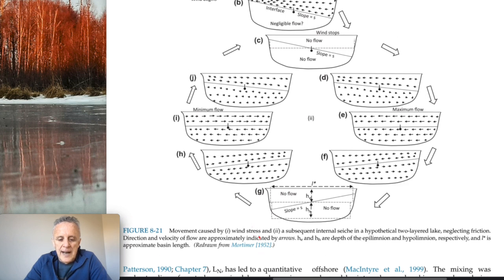Movement caused by I, wind stress, and II, a subsequent internal seiche in a hypothetical two-layered lake, neglecting friction. Direction and velocity of flow are approximately indicated by arrows. HE and HH are depth of the epilimnion and hypolimnion, respectively, and L star is approximate basin length.